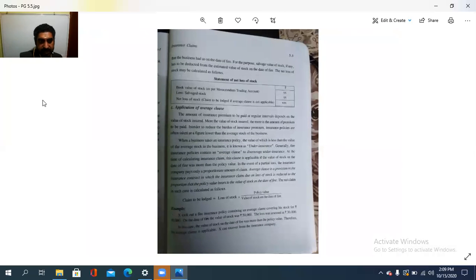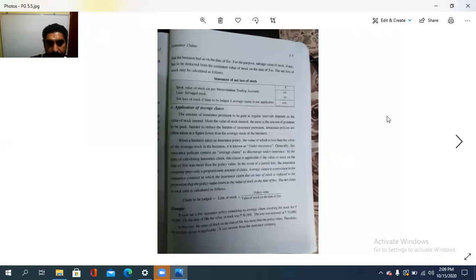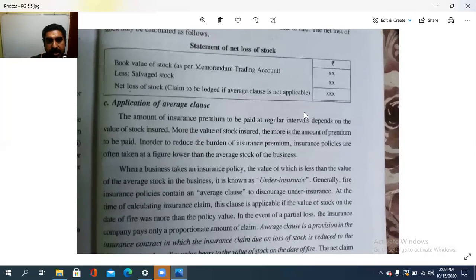The ascertainment of the net loss of stock by fire, or net loss of stock after deducting the salvage value of the stock. And the third is what? Application of the average clause. So what is an average clause? The amount of the insurance premium to be paid at regular intervals depends on the value of the stock insured.